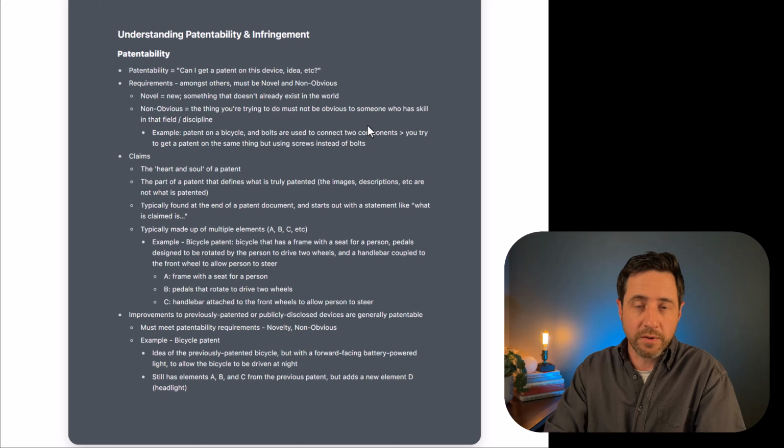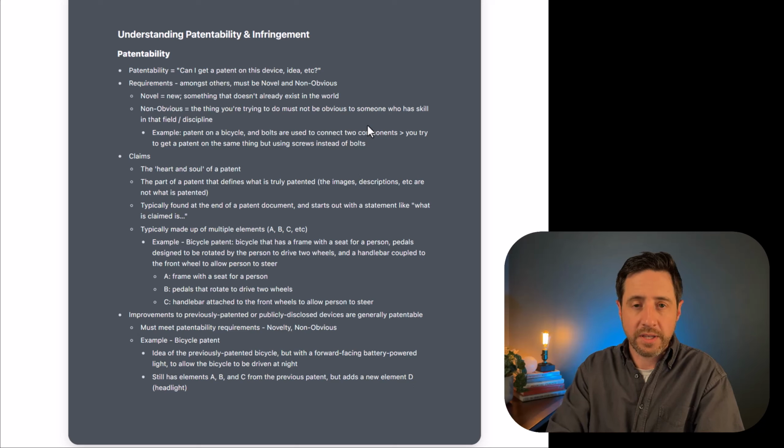in the claim. When we read the first claim, element A is that it has a frame with a seat for a person to sit on. Element B is that it has pedals that are rotatable by a person in order to drive the bicycle forward. And element C is that it has a handlebar attached to the front wheel to allow a person to steer. So we have element A, B, and C. And you have the idea of a new invention that is a bicycle that has a light on the front that allows you to drive the bicycle at night.